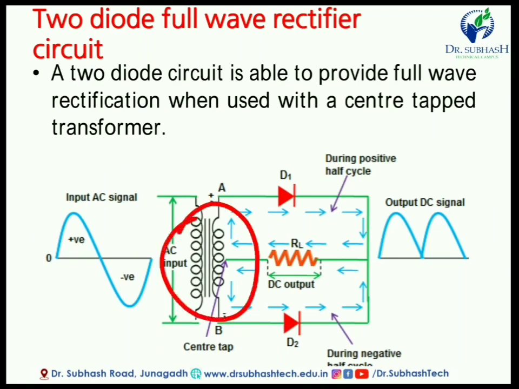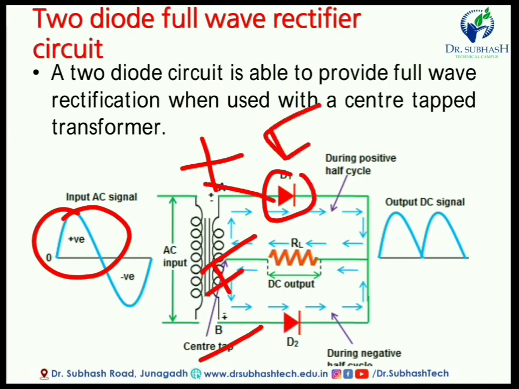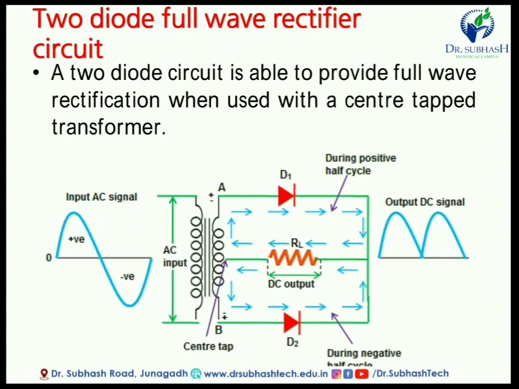This is the step down transformer. Now in the positive half cycle what happens? This A terminal becomes positive, this center tap becomes negative, and this lower terminal becomes negative. So diode D1 is connected to this positive and it is in forward bias. Due to this forward bias condition, current will flow through this RL resistor, and here you have to remember the direction of current is like this. So here you get this positive half cycle waveform.